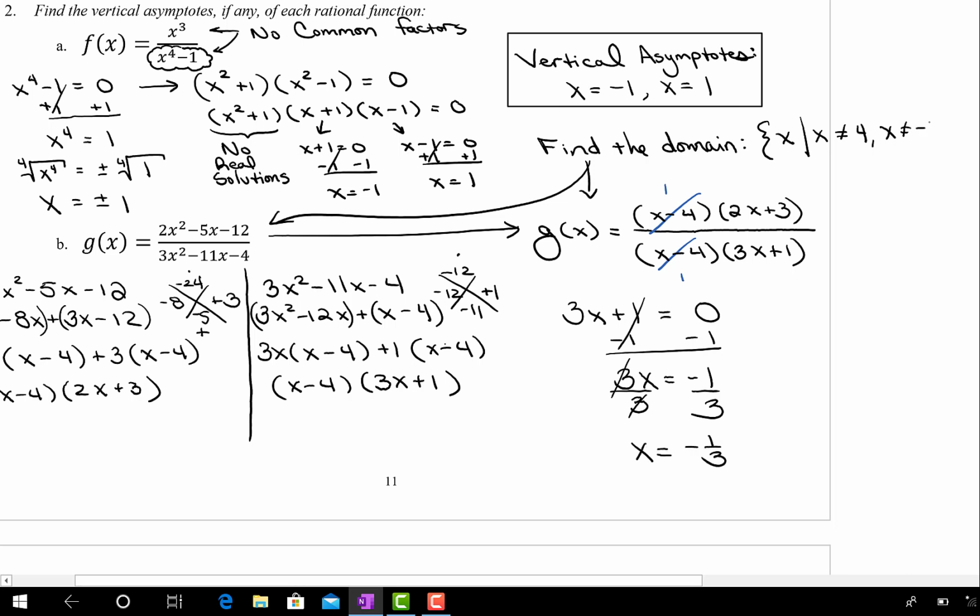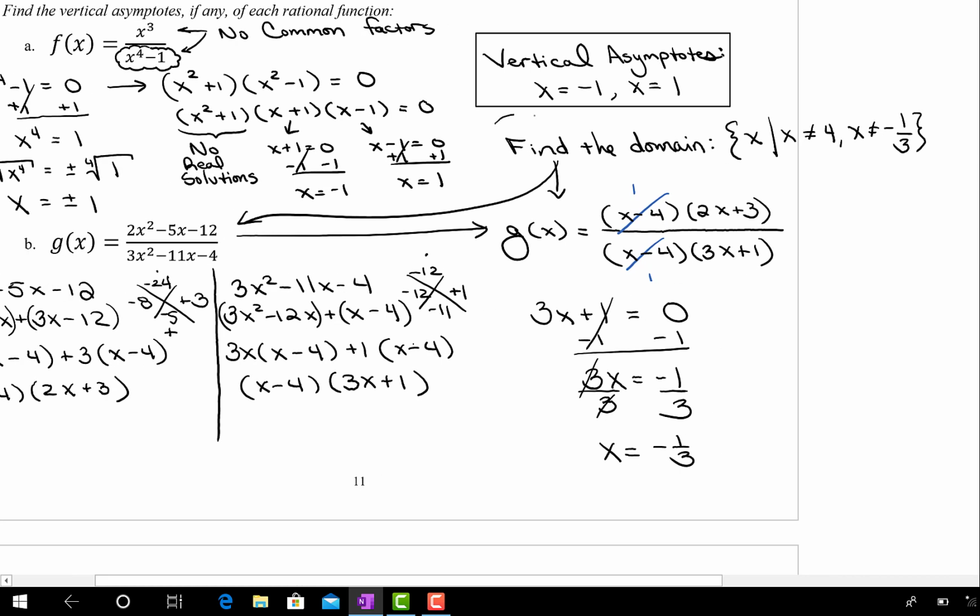So this is another restricted value in the domain. Okay, but notice the differences here. You guys need to make sure you make a big deal about this in your notes. For the domain, we still cannot have 4 in the domain.